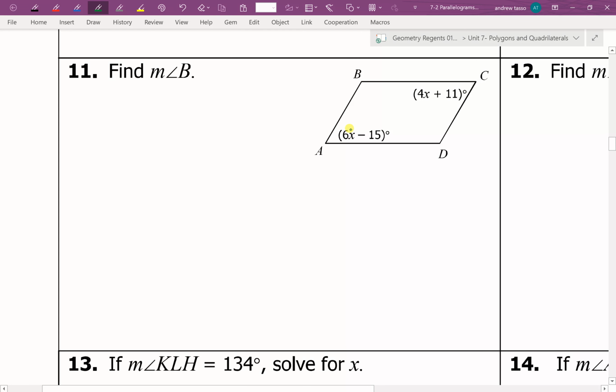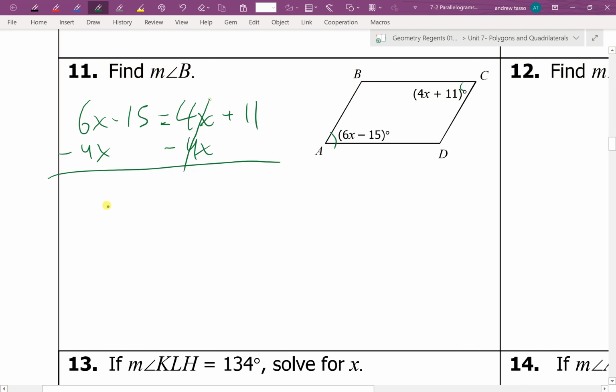Right, so for this one, we have to use the property that opposite angles are congruent in a parallelogram. So we set these expressions equal, and we subtract 4x from both sides. We add 15 to both sides, and we divide by 2 on both sides.